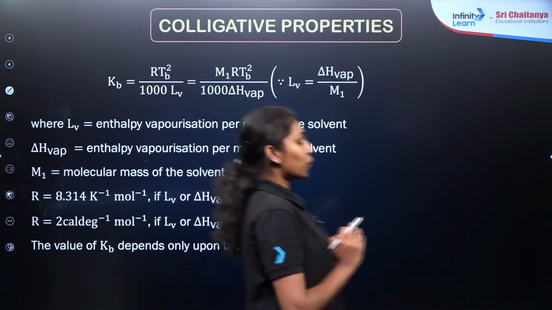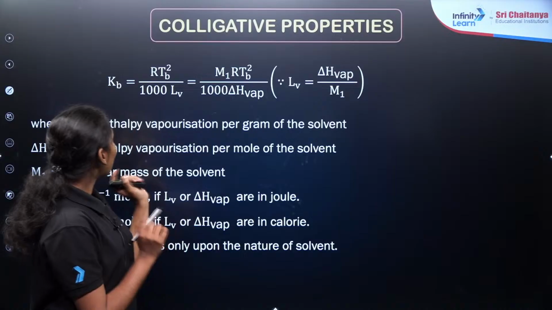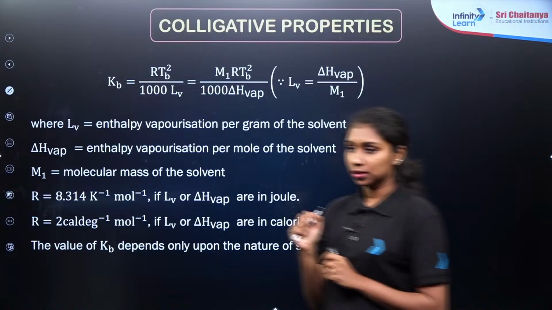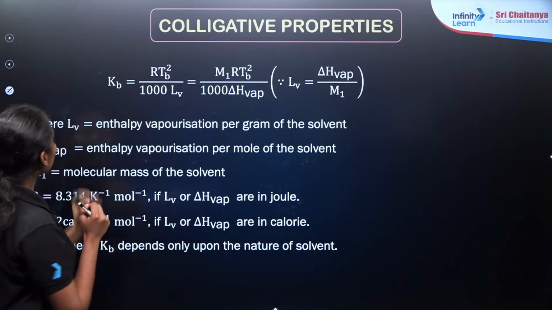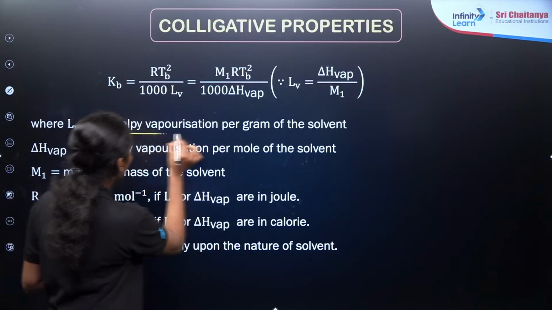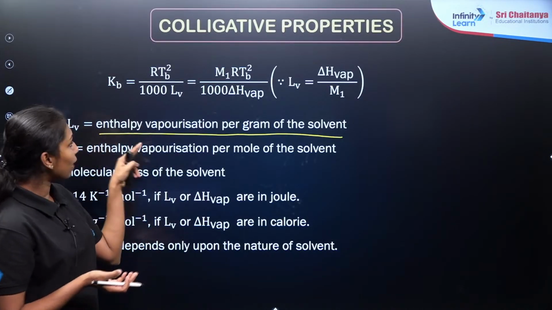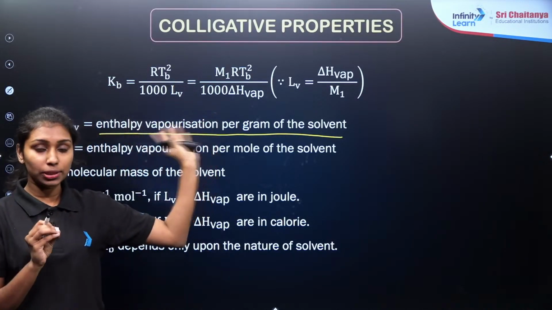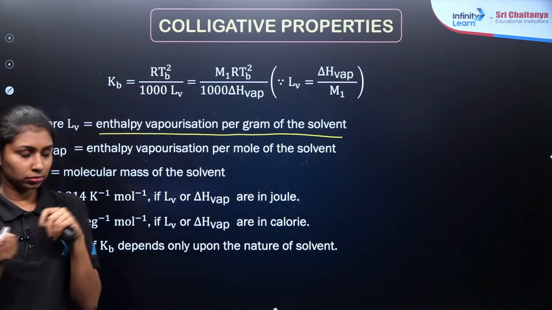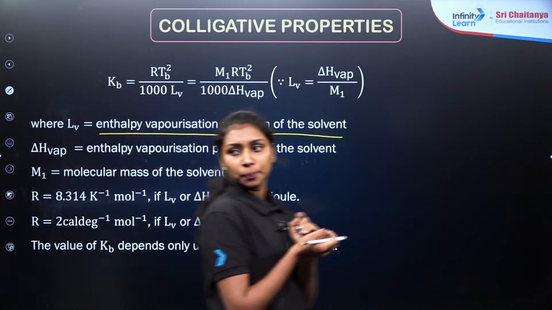So we have seen the formula to calculate the delta TB value, the elevation of boiling point. And there is one more formula to calculate the ebullioscopic constant, or molal elevation constant: Kb is equal to R TB squared divided by 1000 into Lb, where Lb is the enthalpy of vaporization per gram of the solvent. If the question gives delta H or the Lb value, you can put it in this equation, find the Kb value, then substitute it in the elevation of boiling point equation, and you will get the answer for delta Tb, or the elevation of boiling point.